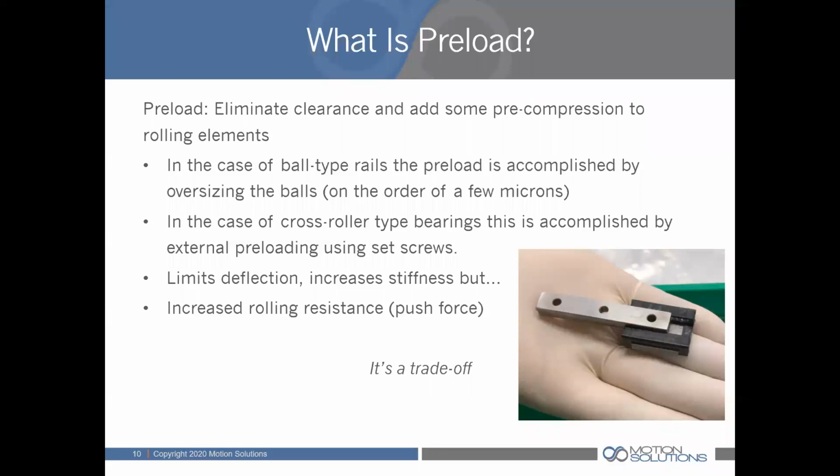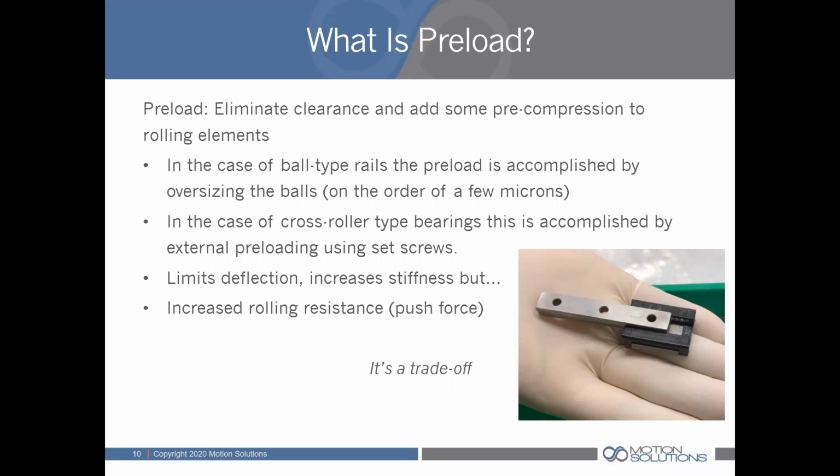Now let's talk about roller type. The recirculating roller type has the same type of preload available that we just discussed with the ball type, whereby they adjust the preload with the roller size. And then there's the cross roller stroke type bearing.